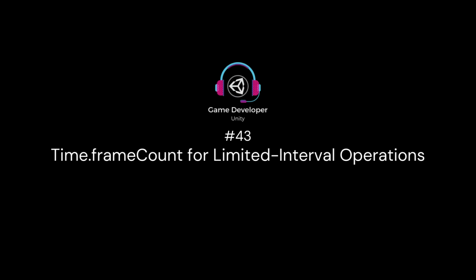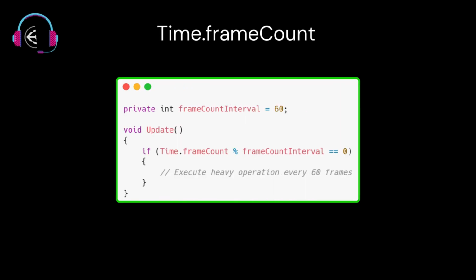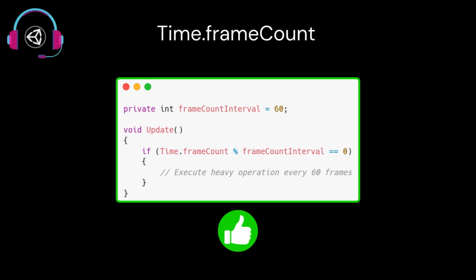Tip number 43. Use Time.frameCount for limited interval operations. Running heavy operations every frame or at fixed intervals can be inefficient. Use Time.frameCount to execute operations only at specific frame intervals, such as every 60 frames, to reduce unnecessary computations. This reduces unnecessary calls, especially for actions that don't need to be executed every frame.